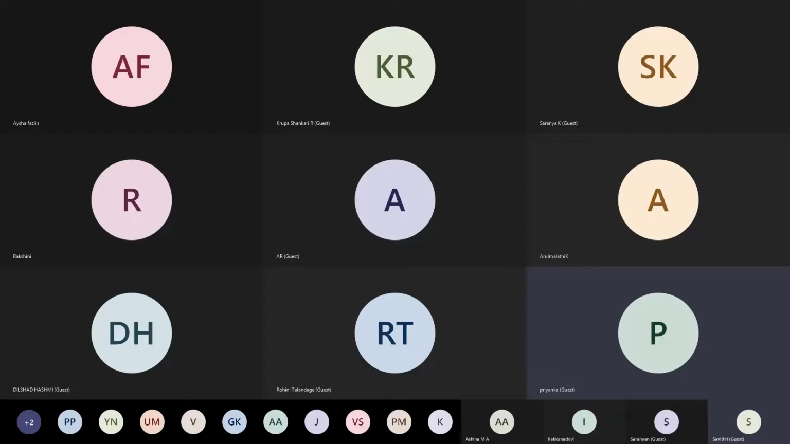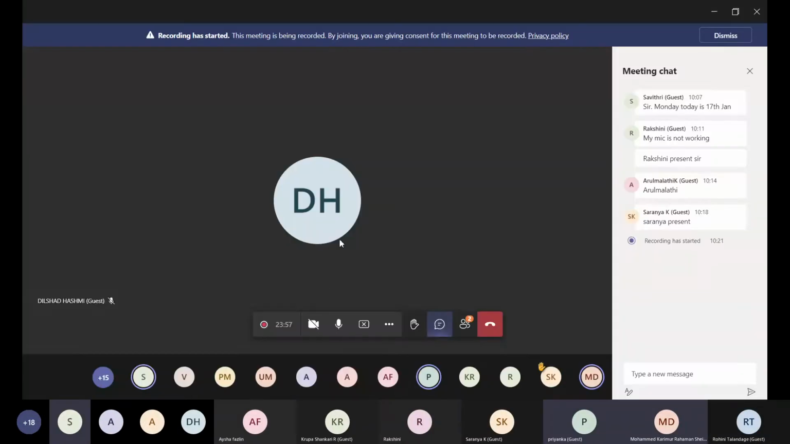Yeah. So you're recording this screen, right? Yes, I'm recording. Where should we find it? In Teams itself, we can find the recording. No, before that, you need to have access to your official mail IDs. I have one more question. Did all the people have access to official mail IDs?